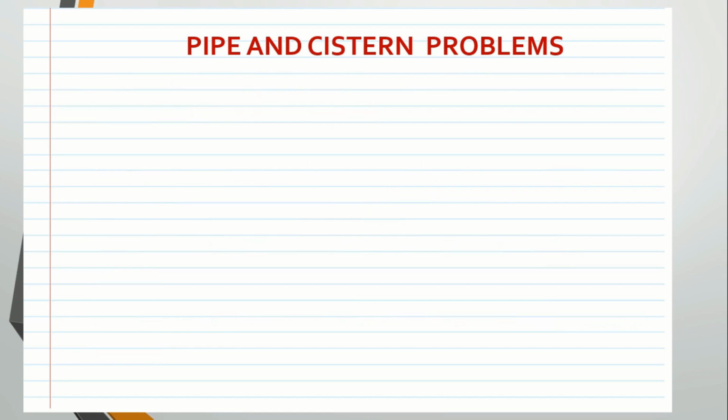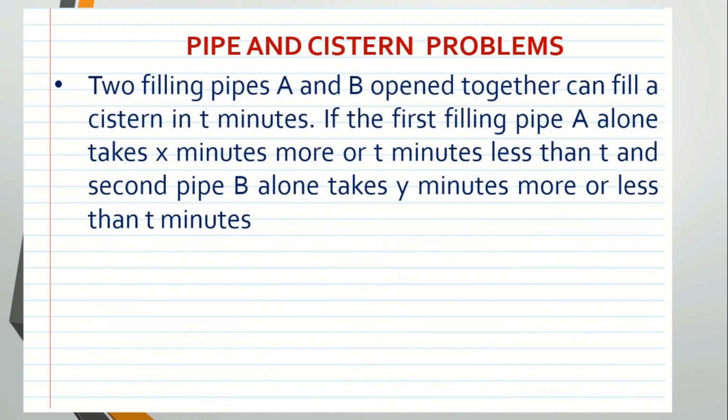So here, two filling pipes A and B open together can fill a cistern in T time. If the first filling pipe A alone takes x minutes more than T, and the second pipe B alone takes y minutes more than time T, then T is equal to under root xy minutes. So these are some of the tricks you should note down in your notebook and try to solve as many problems as possible related to each of these, right?